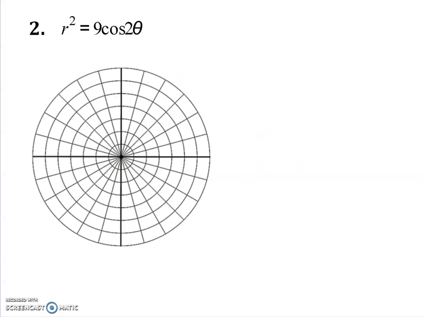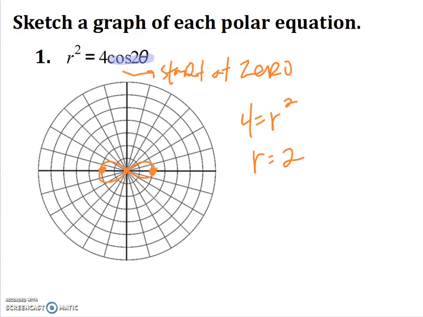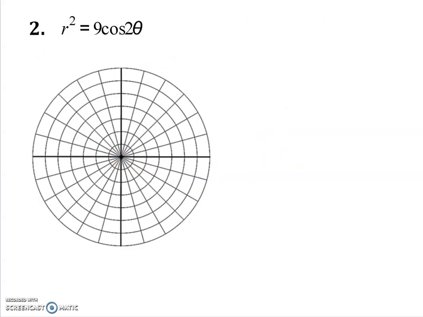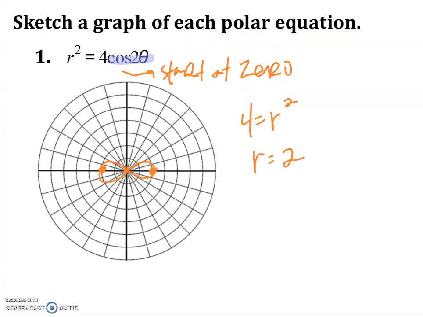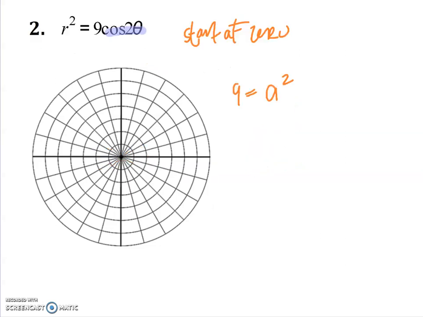Number 2, let me make sure that's a cosine. Yeah, number 2 also says cosine, so we're going to start at 0. Oh, earlier I said r squared, I didn't mean to. I meant to say a squared, so a is equal to 2. Anyways, back here. A squared is equal to 9, so a is equal to 3.